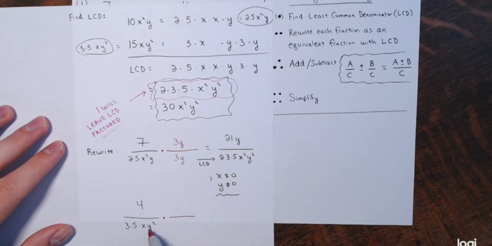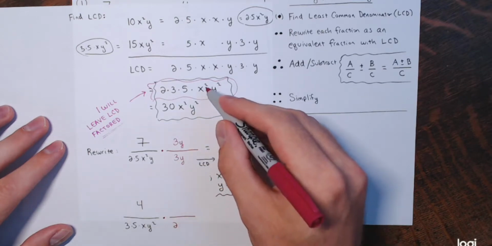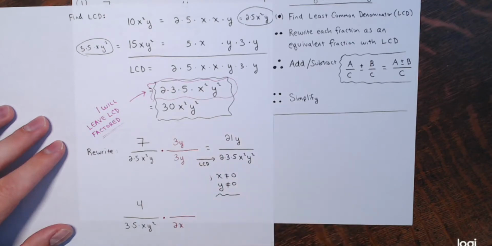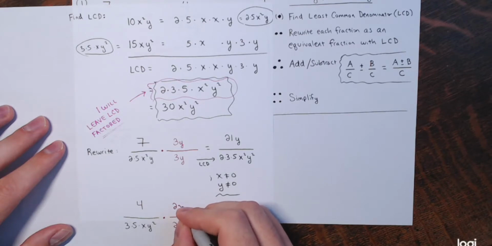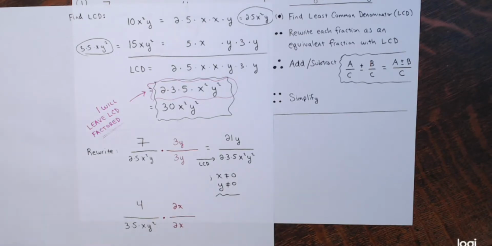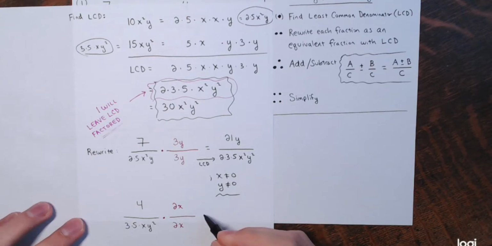Alright, so look at what factors are missing here. They're missing a 2. Right, 2's not in there. Also an x. This has x to the first. The LCD has x squared. And that's it. So in order to get the denominator to be the LCD, I need to multiply it by 2x. And if I multiply the denominator by 2x, I have to also multiply the numerator by 2x.